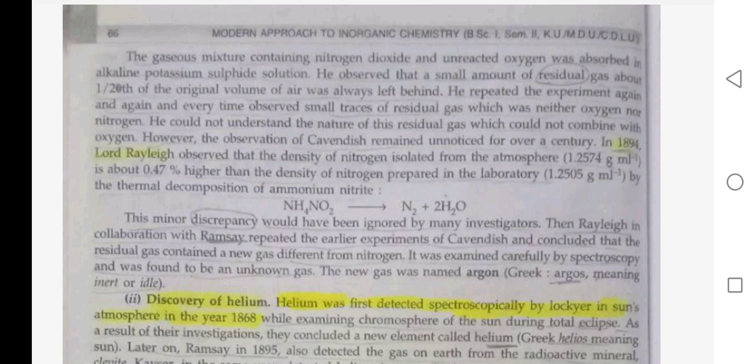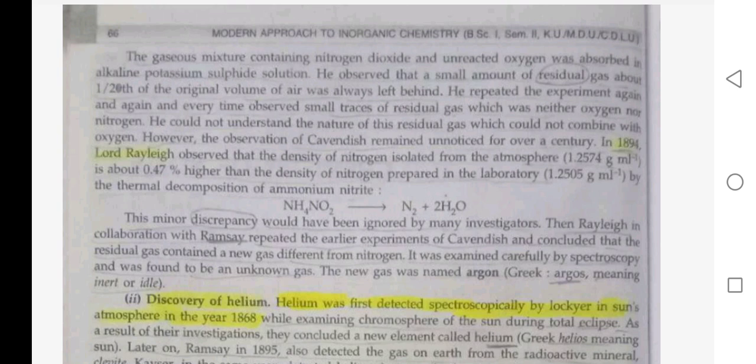He observed that a small amount of residual gas, about 1/20 of the original volume of air, was always left behind. He repeated the experiment again and again and every time observed a small trace of residual gas, which was neither oxygen nor nitrogen. He could not understand the nature of this residual gas, which could not combine with oxygen. However, the observation of Cavendish remained unnoticed for over a century.